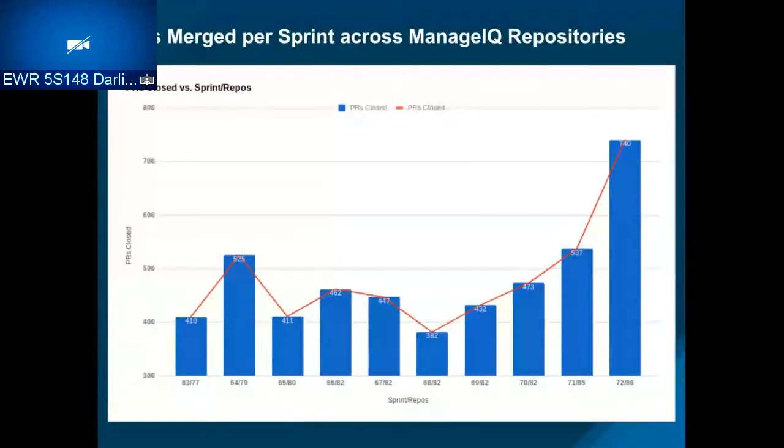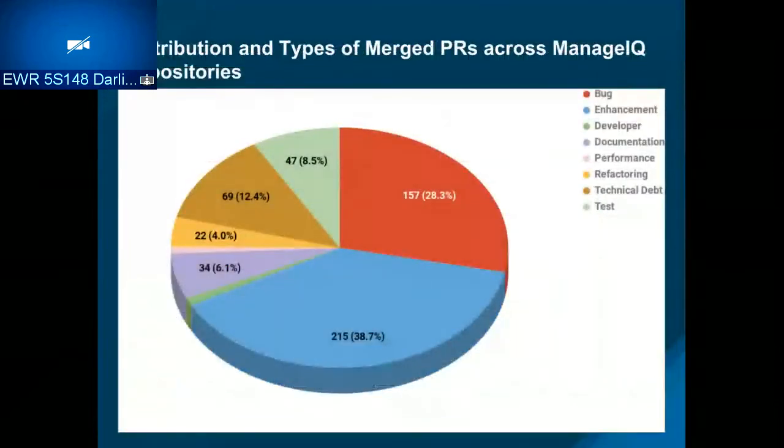Next slide, please. So in terms of the types of pull requests that we had across all the various repos, we obviously had more enhancements than bug fixes. So 38% were enhancements, 28% were bug fixes, and the rest were sprinkled around with tech debt, refactoring, a lot of developer stuff as we're trying to improve the life for developers a little bit. Nothing other of note here. Next slide, please.